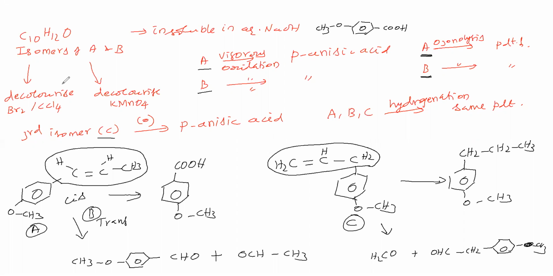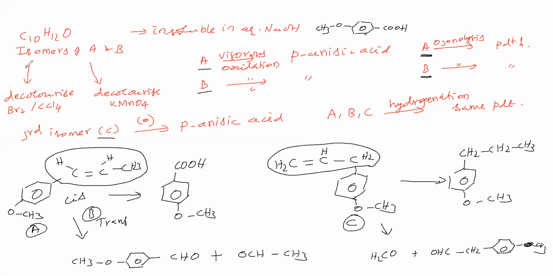A and B are isomers. Now see, A and B are what isomers? Geometrical isomers. A is cis, B is trans. A and B are isomers of C. How is it an isomer of C? In this C isomer, you see the double bond position is different. The position of the double bond is different.